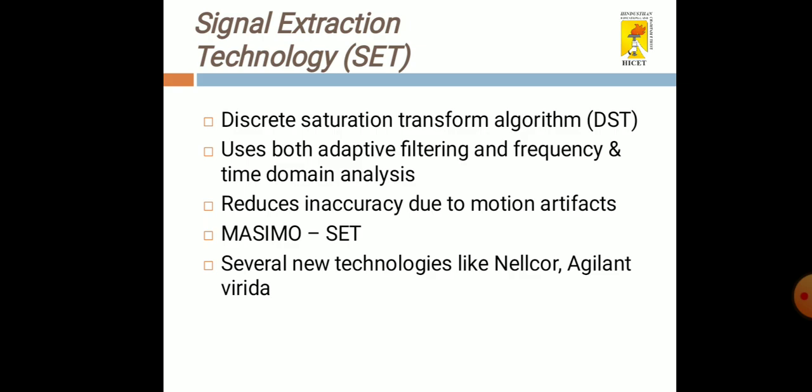Signal extraction technology, that is SET. The discrete saturation transform algorithm is used. It uses both adaptive filtering and frequency domain filtering for the analysis, and it reduces the inaccuracy due to motion artifacts. It also uses several new technologies like Eglint and Verda.